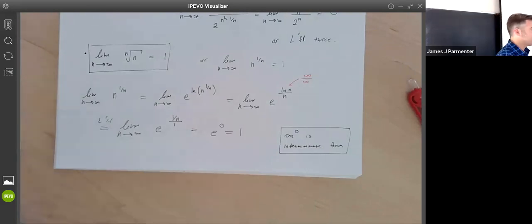If you had to guess, you should just guess 1, right? Like if you see something raised to something that's going to the 0, it's a pretty good bet that it's equal to 1. But there are some counterexamples.